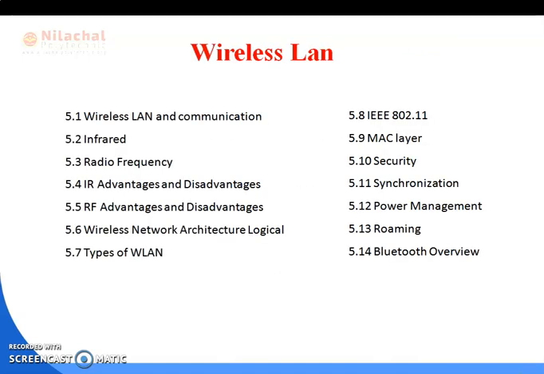So in this chapter we are going to discuss the following topics: wireless LAN and communication, infrared, radio frequency, infrared advantages and disadvantages, radio frequency advantages and disadvantages, wireless network architecture, logical types of wireless LAN. Next, the IEEE 802.11 MAC layer, security, synchronization, power management, roaming, Bluetooth overview.